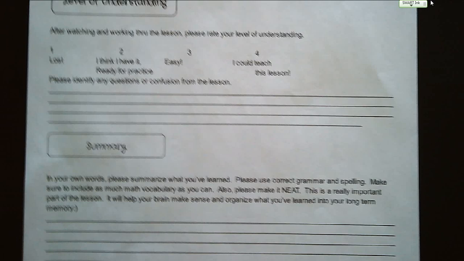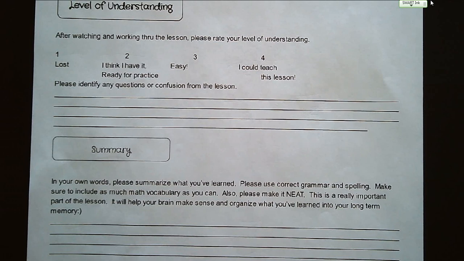Make sure you're filling out your level of understanding. 1 being I'm lost, 4 being I could teach this lesson. If you are getting parts of it wrong, you probably shouldn't be circling 4, because that means you're probably not at the point where you could teach this lesson to somebody. Okay, write down any confusion or questions you may have from the lesson, and make sure you fill in that summary in your own words, what we learned today.